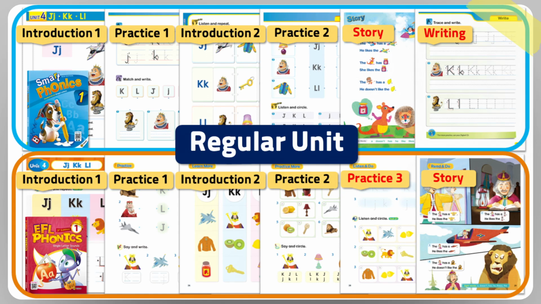Look at Smart Phonics first. Introduction 1, Practice 1, Introduction 2, Practice 2, and then Story and Writing. Now look at EFL Phonics. Introduction 1, Practice 1, Introduction 2, Practice 2, and then Practice 3, and then a story. So the lesson flow is a little different. In Smart Phonics, after practicing the targets, you read a story and finish the lesson with writing. In EFL Phonics, you have 1 more practice page and finish the lesson with a story.